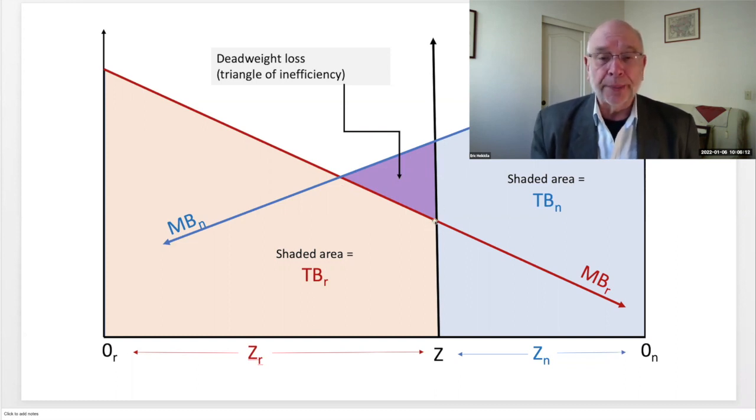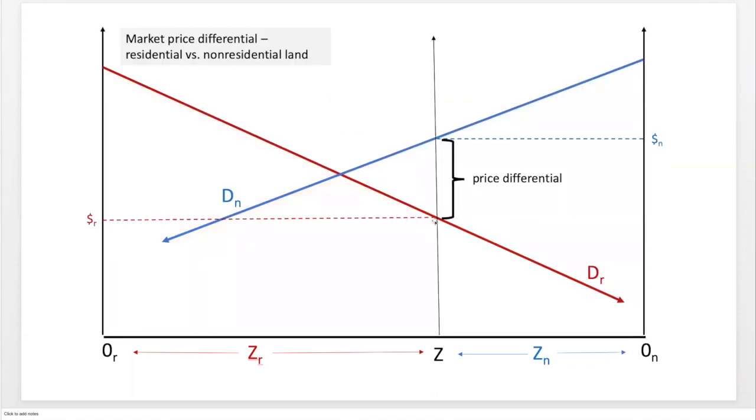But there's more to the story. Let's start with comparing zoning allocation with a market allocation. Now, again, starting our analysis at this allocation Z, if we think of these marginal benefit curves as market demand curves, then the marginal benefits of residential and of non-residential use correspond to market prices.